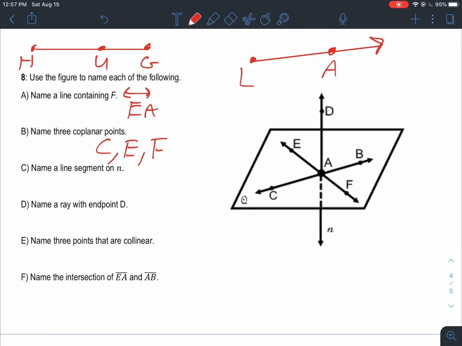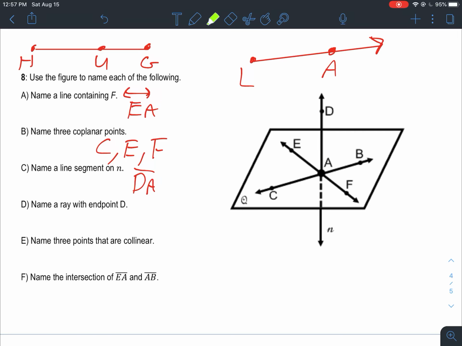Name a line segment on N. So here's N right here. The only segment we can write there is where the 2 points are, so D and A. So the only answer for this is segment DA. Or AD, of course. You could mix those up.